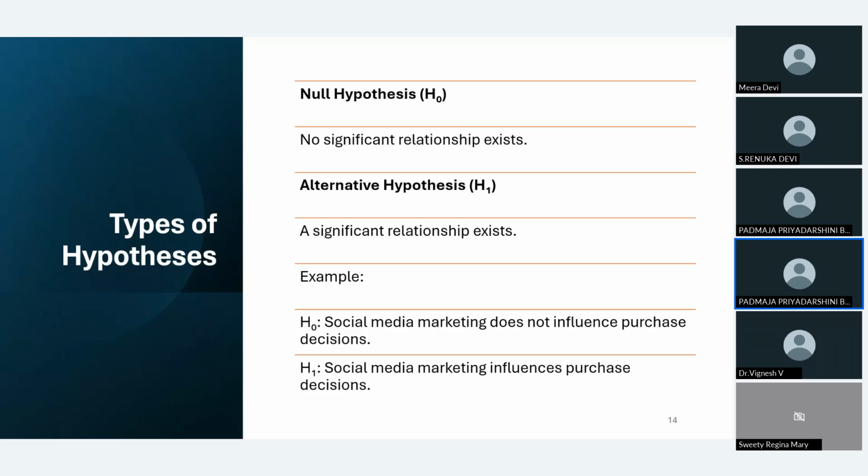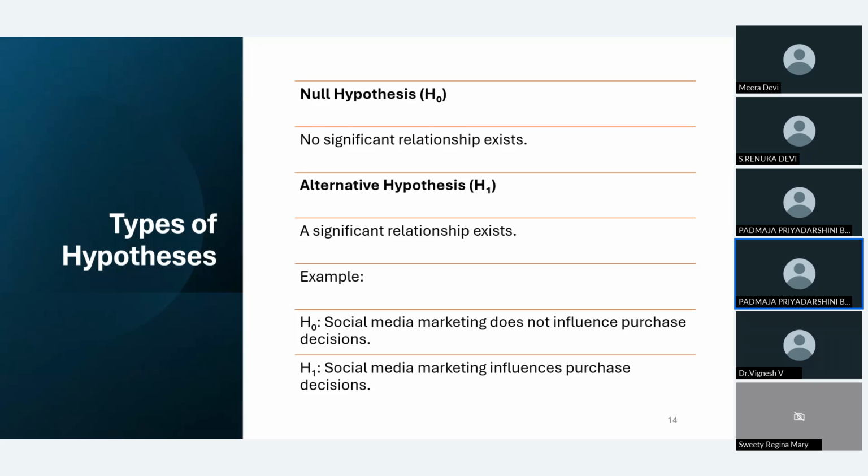Again, I would like to emphasize, the null hypothesis we will not write in the introduction or methodology chapter, where we mention the objectives and hypotheses of the study. We will mention the null hypothesis only in the data analysis chapter. When we take an objective, we write the null hypothesis and then we apply the statistical tool, and then we go with the inference. We say, since the p-value is less than 0.05, we reject the null hypothesis.